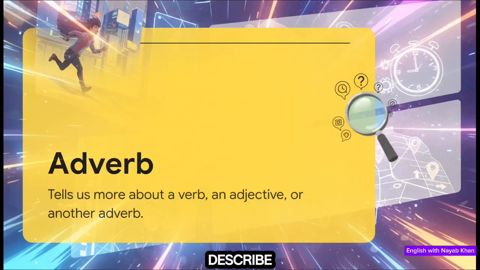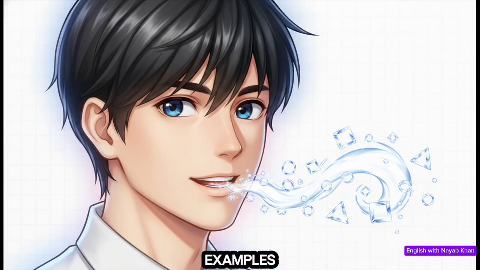If adjectives describe nouns, adverbs are the specialized tools that tell us more about a verb, an adjective, or even another adverb. They are incredibly useful because they usually answer those crucial questions about an action, like how, when, or where it happened. Some great examples are quickly, slowly, carefully, or yesterday. So if we say, he speaks clearly, the word clearly is our adverb. It perfectly modifies the verb speaks by telling us exactly how he's speaking.